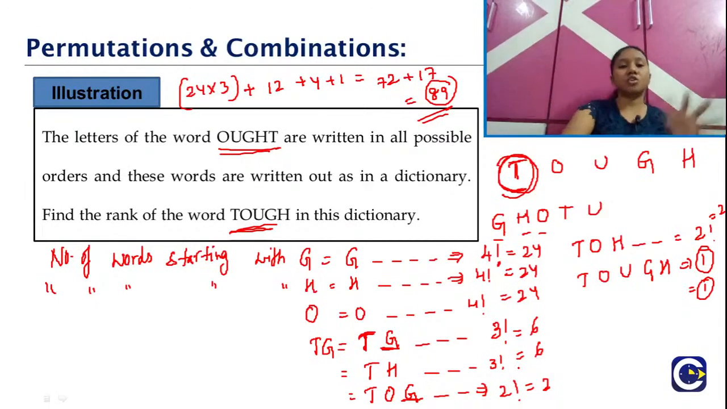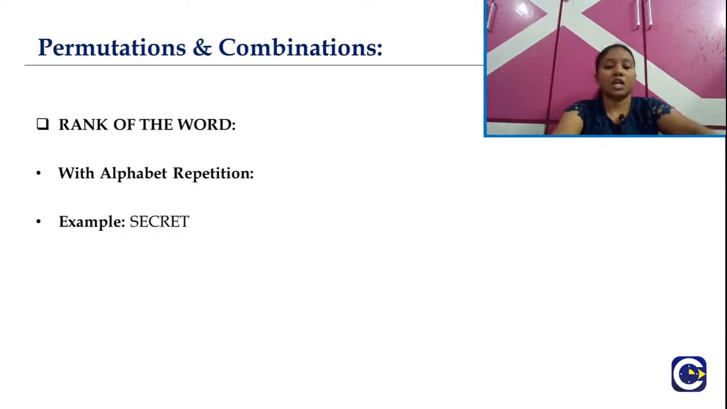Right. So far we have been dealing with case 1 in finding the rank of the word, where the alphabets are not repeating. There is one more case where the alphabets will be repeating. So let's jump into case 2 and see the procedure to find the rank of the word. Here comes the next case where the alphabets given in the word will be repeated. For example, you can see a word here, which is SECRET.